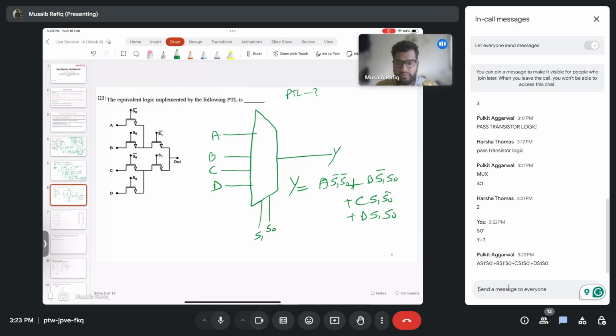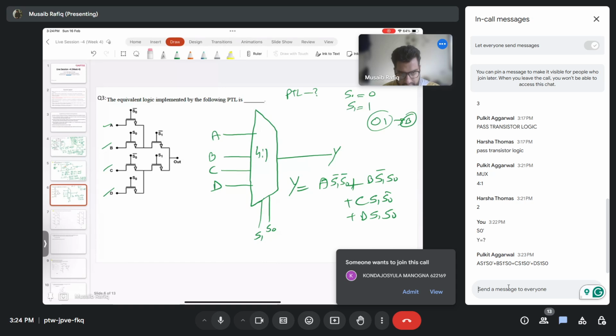Now let's see how this given pass transistor logic implements the 4:1 mux. So these are my inputs A, B, C, D. They can be anything based on the input combination. Let's say S0 is 0 and S1 is 1. That means for 0, 1 the output will give me B. S0 is 0, that means this transistor is on.